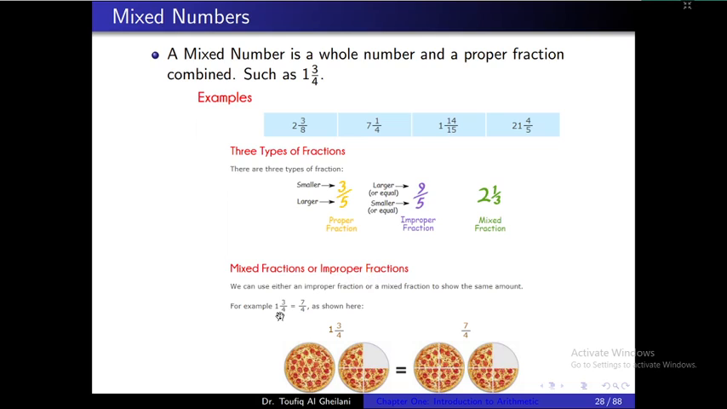For example, 1 and 3/4. So 1 pizza and 3/4. This is a mixed number. It is equal or the same as the improper fraction 7/4. Because look here, this is sliced into 4 parts: 1, 2, 3, 4, 5, 6, 7. Same as here, 1, 2, 3, 4, 5, 6, 7. 7/4.